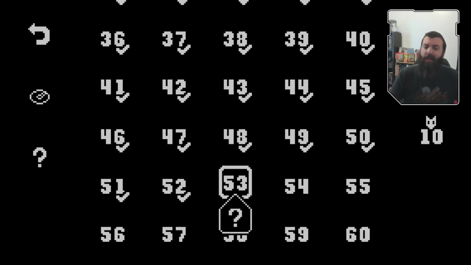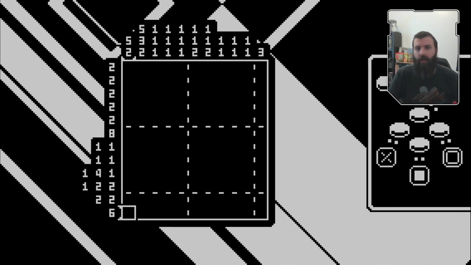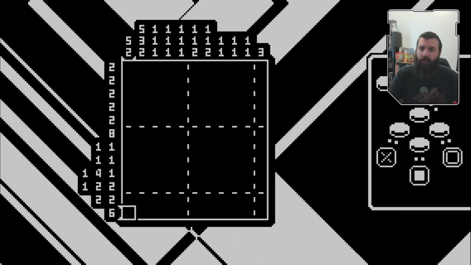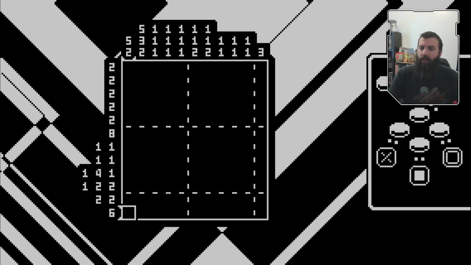Alright, on to Nonogram 53. We are 11 wide and 12 tall.